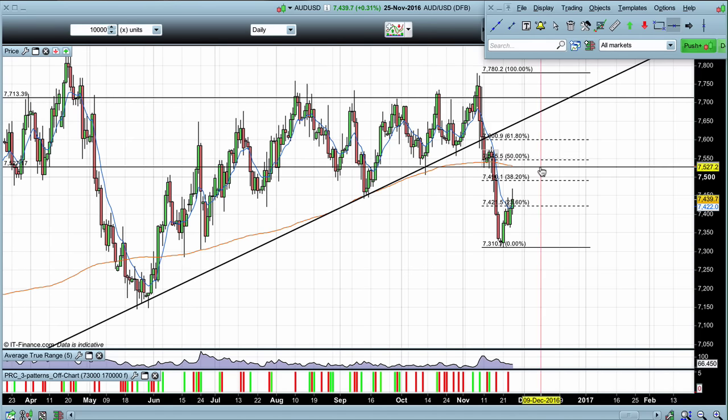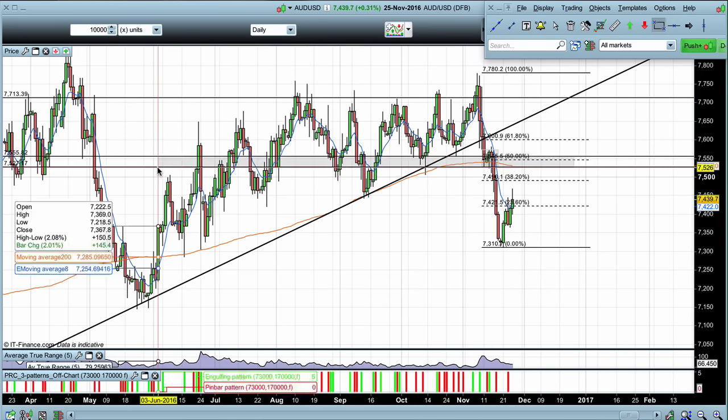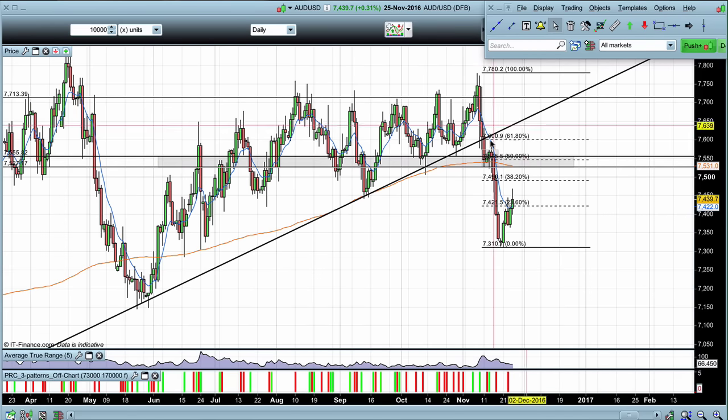So, in fact, we can come all the way down to here. With this, it's lining up with the 50% Fibonacci retrace. This is a strong level of resistance.